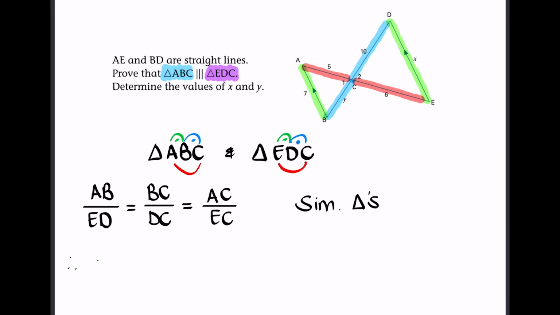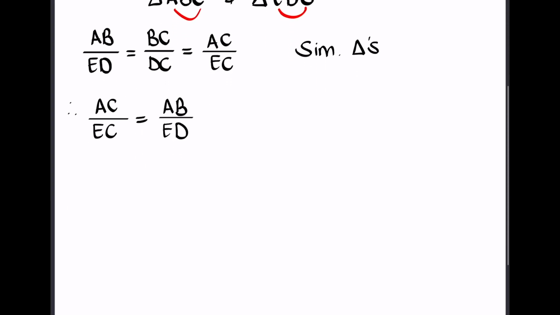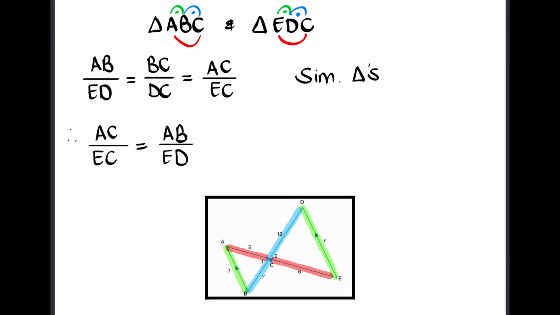So I'm going to conclude that AC over EC is equal to, and I could calculate x or y first, but I'm going to do x, which are my green lines, which are AB over ED. All right, so now I'm just going to fill in my information. So AC's length is 5 over EC's length, which is 6. That's equal to AB's length, which is 7, over ED's length, which is x.